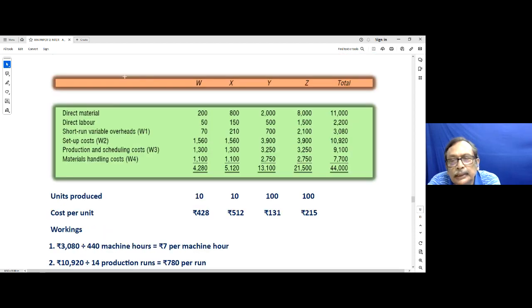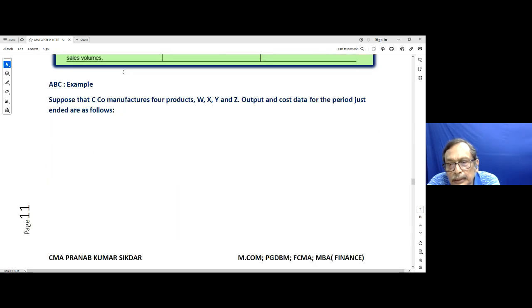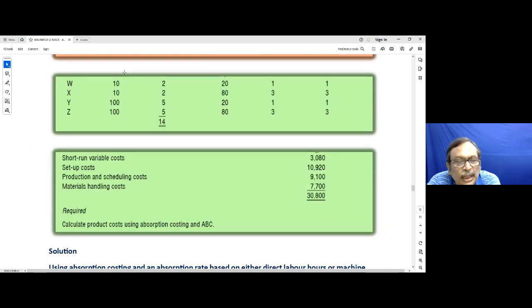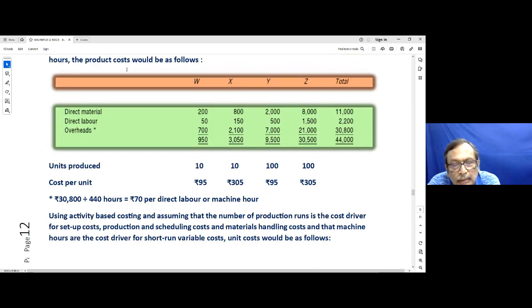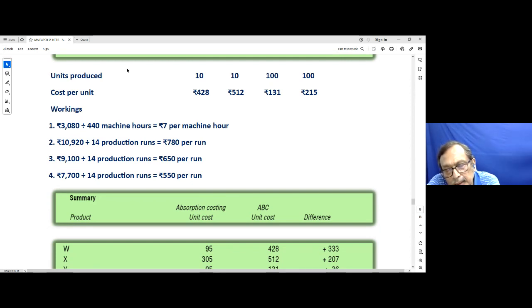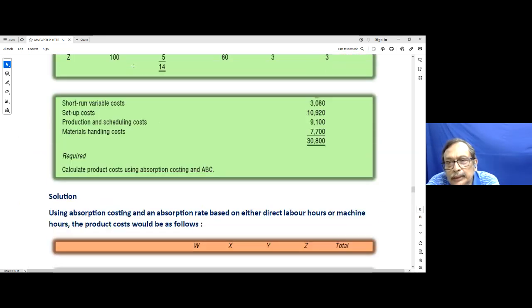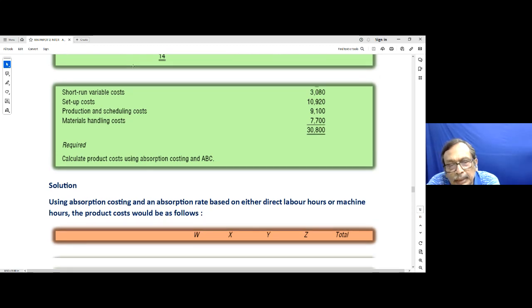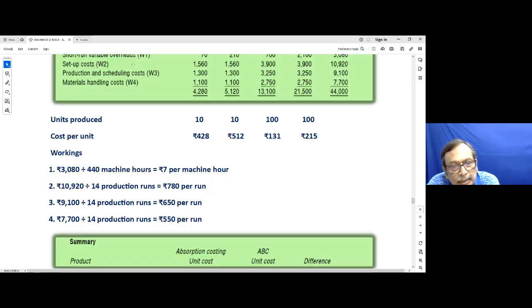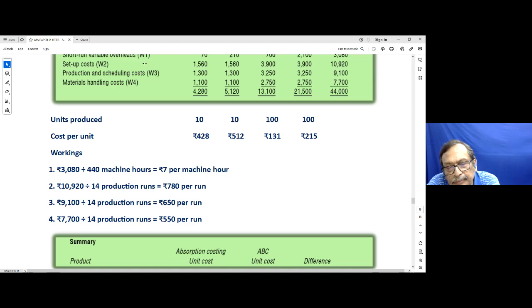The third one is 9,100, that is production and scheduling cost. The cost driver I have selected is production runs, and there are 14 production runs, so the cost driver rate is rupees 650 per run. And the last but not the least, we have material handling cost of 7,700 divided by 14 production runs, so that we have 550 per run.